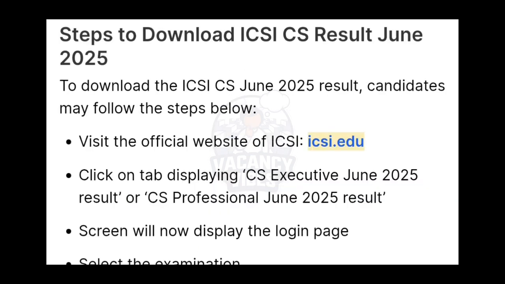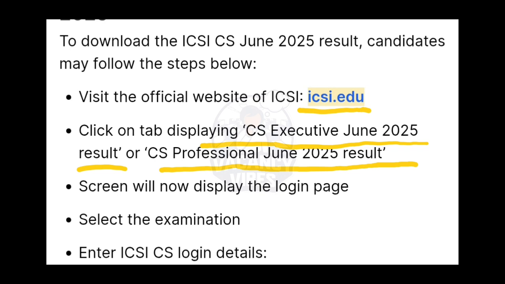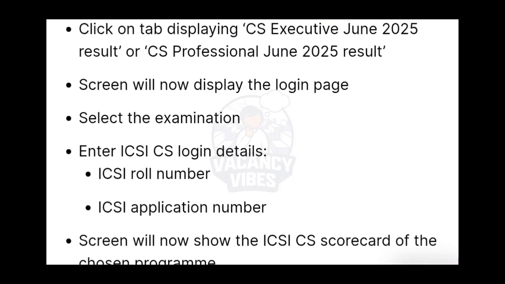So now I will discuss the steps to download the ICSI CS result. To download, you have to visit the official website of ICSI, that is icsi.edu, and click on the tab displaying the CS Executive June 2025 results or CS Professional June 2025 results. The screen will now display the login page. Select the examination and enter your ICSI roll number and ICSI application number.